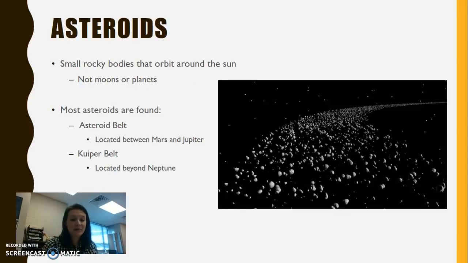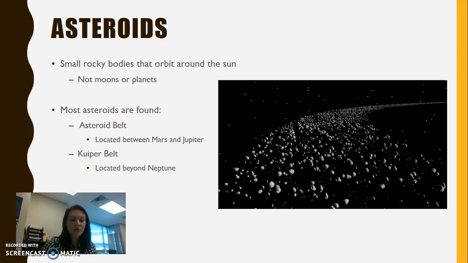So next up are the asteroids. Asteroids are simply just small rocky bodies that orbit around the sun. They're not going to be moons or planets. They'll be much, much smaller. And they typically aren't very spherical. They can be kind of odd shape.